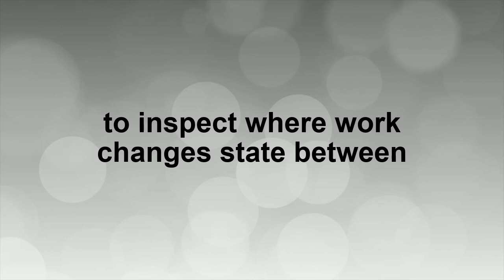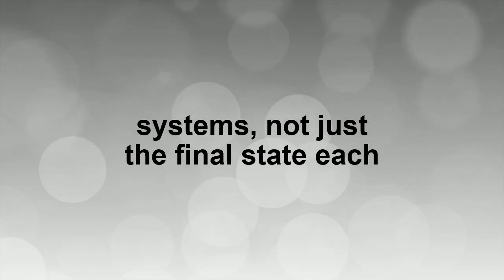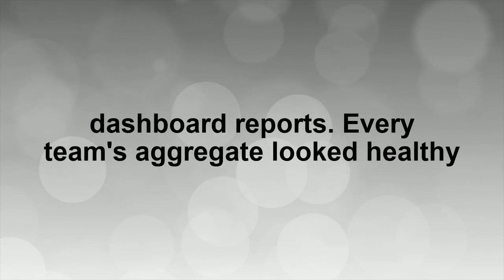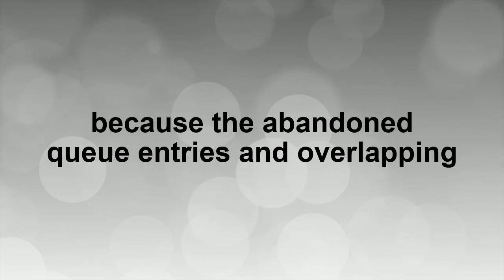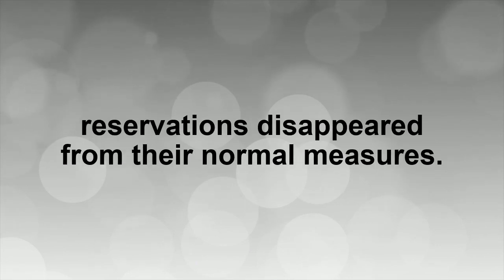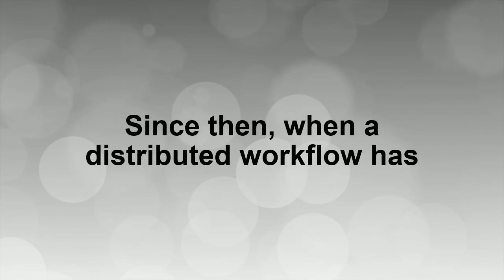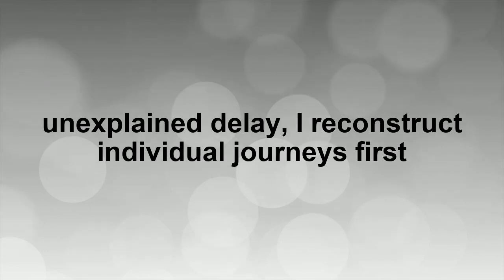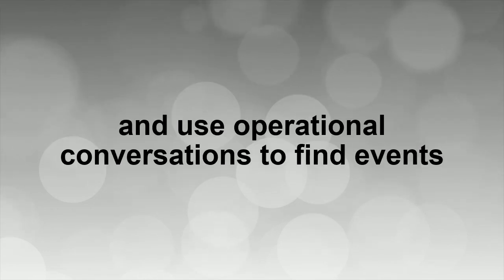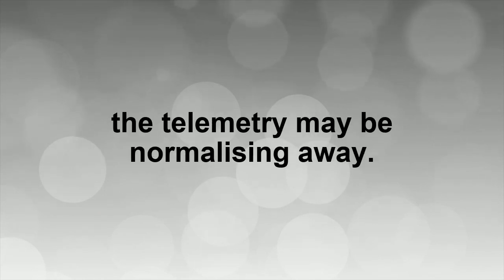The thing I learned was to inspect where work changes state between systems, not just the final state each dashboard reports. Every team's aggregate looked healthy because the abandoned queue entries and overlapping reservations disappeared from their normal measures. Since then, when a distributed workflow has unexplained delay, I reconstruct individual journeys first and use operational conversations to find events the telemetry may be normalizing away.